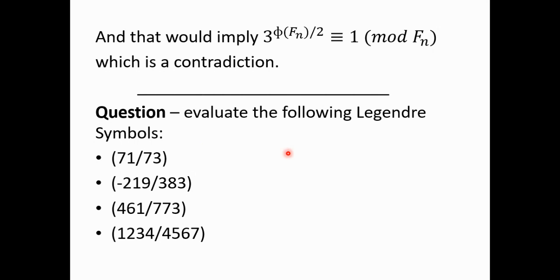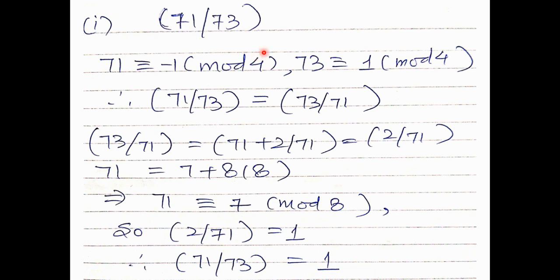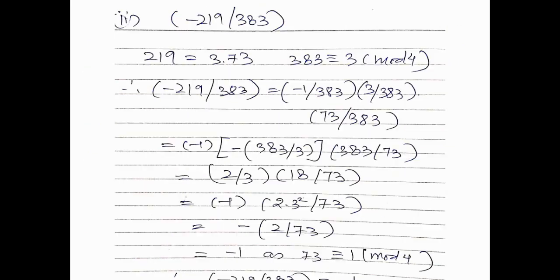Now these are some other Legendre symbols. We have to solve them. Let us see how to do that. So 71 upon 73. 71 is congruent to minus 1 modulo 4, and 73 is congruent to 1 modulo 4. That means 71 upon 73 can be reversed and written as 73 upon 71, and 73 can be written as 71 plus 2. So that is equal to 2 upon 71, and 71 is congruent to 7 modulo 8. That means 2 upon 71 has value 1. Therefore this Legendre symbol has value 1.